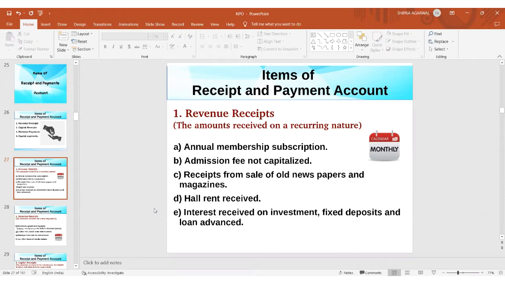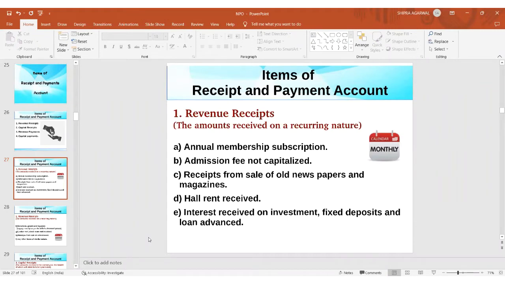Then if you have any receipts from sale of old newspapers and magazines, see, usually such organizations have multiple newspapers and magazines for which they have taken subscription. They cannot just think that we will be continuing with these; they will pile up in your organization. So at one point of time, you have to discard them. And this becomes a regular habit, because maybe every month or once in two months, you have to discard all the old newspapers and magazines, right? So these are also an inflow of cash.